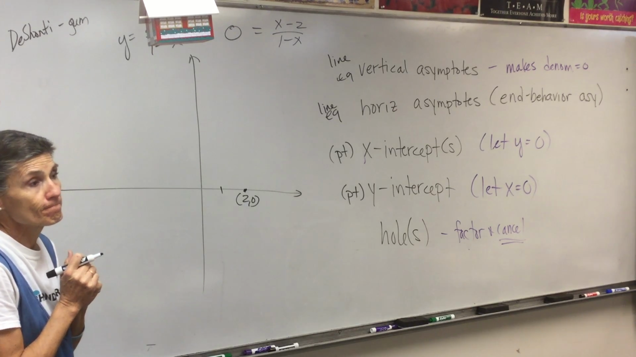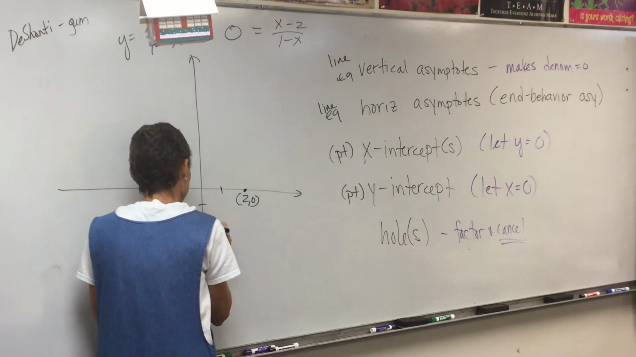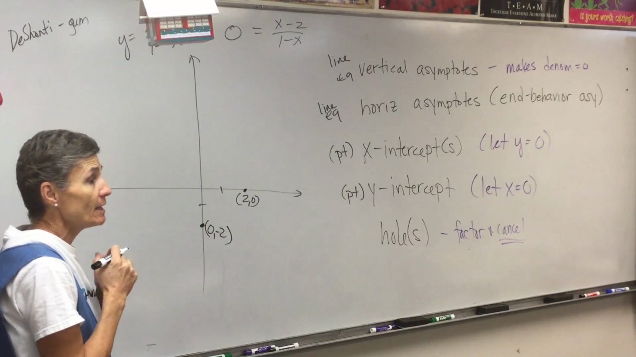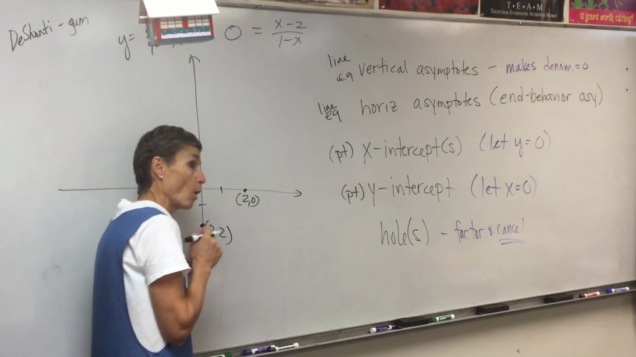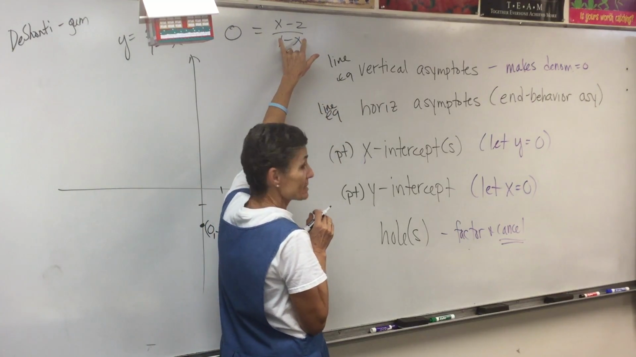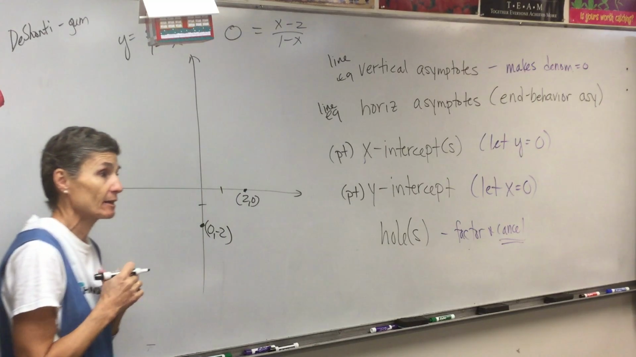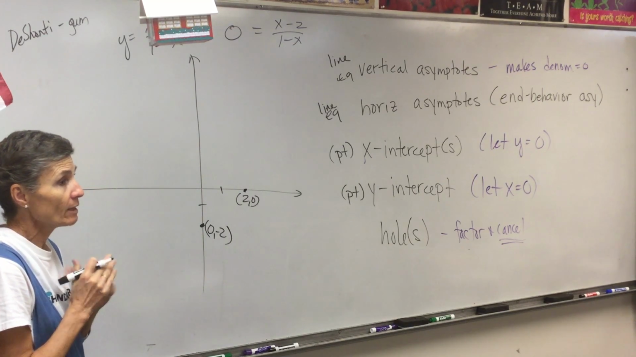Finn? The y-intercept is -2. 0, -2. Remember, it's a point, so I'm going to plot it there. And you're exactly right, Finn. And you got that by putting in 0 for x. So your top was -2 and your bottom was 0. That's -2. That's exactly right. All right, what else?